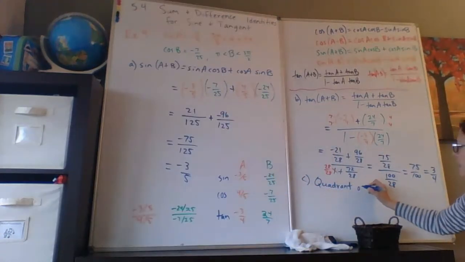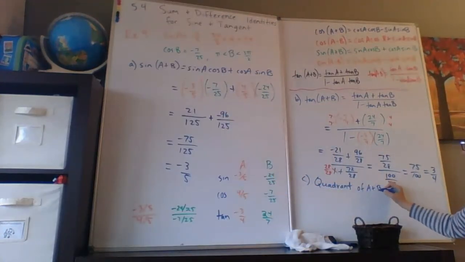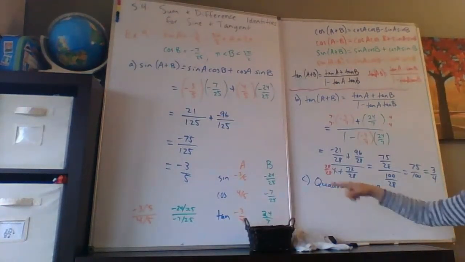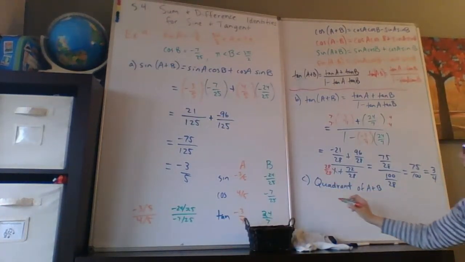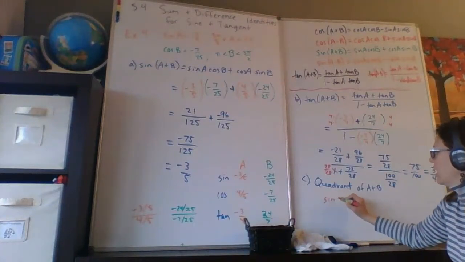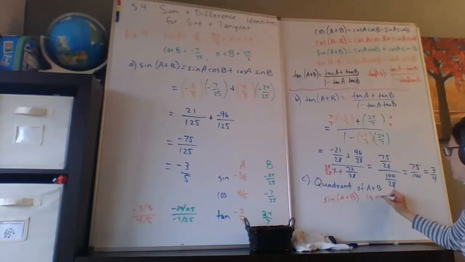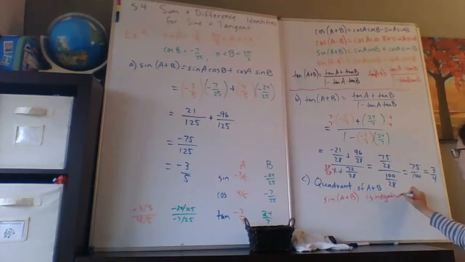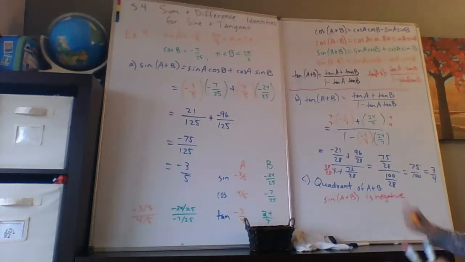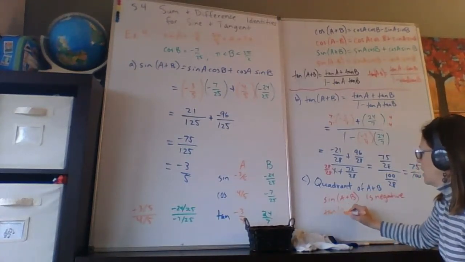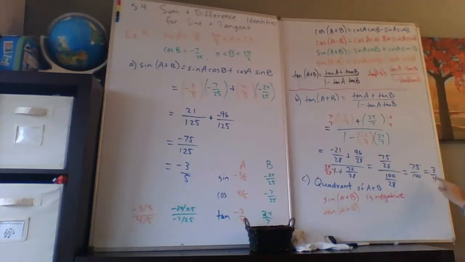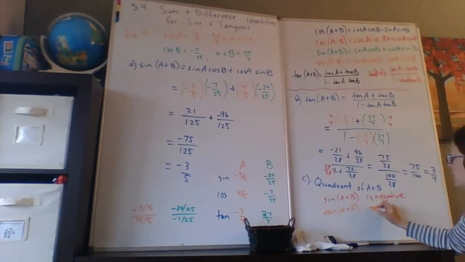Now we need to find the quadrant of A plus B. Well, let's see what we know about A plus B. We first found that the sine of A plus B is negative because we got -3/5. We also found that the tangent of A plus B is positive because we ended up here with a positive 3/4.